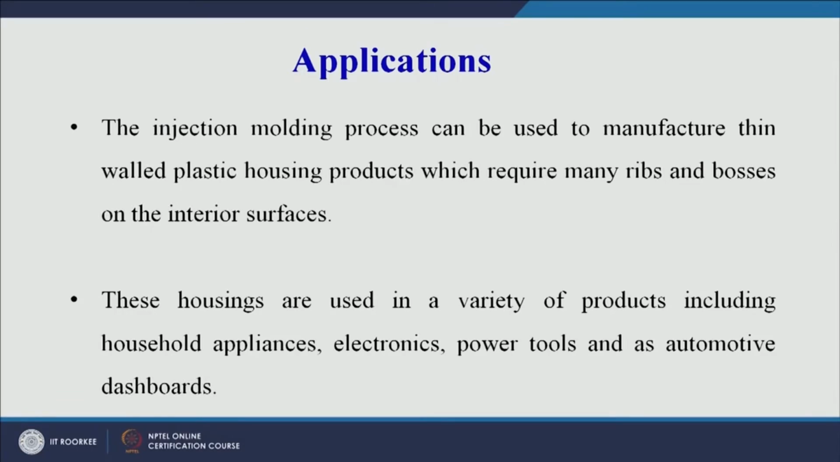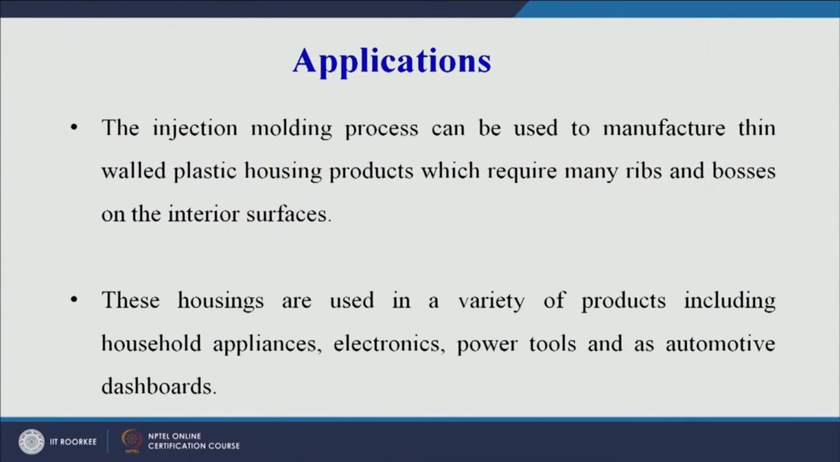The injection molding process can be used to manufacture thin walled plastic housing products which require many ribs and bosses on the interior surfaces. Now, if you remember, in compression molding we have discussed that too many ribs and bosses are not possible in compression molded parts, but those are possible in injection molded parts. These housings are used in a variety of products including household appliances, electronics, power tools, and automotive dashboards. So, you can see that these housings that we can make using the injection molding process find a number of applications.